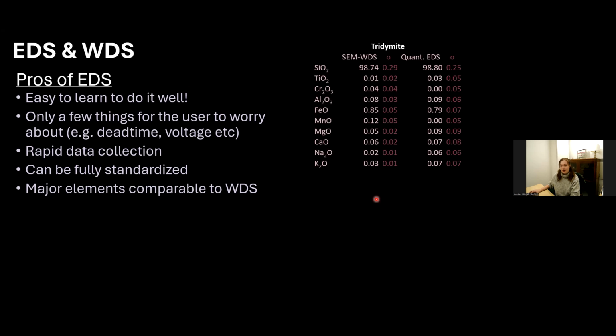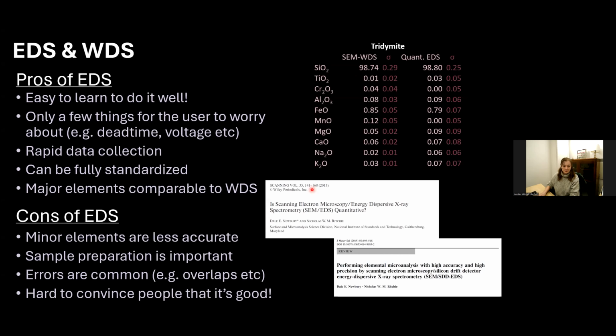So this is some data from tridymite that I collected from a meteorite that I'm working on. Tridymite is a high-temperature polymorph of quartz. And what we can see here is we've got our SEM-WDS detector and some quantified EDS. And in this case, both the major and also the minor elements are all completely within error of each other. This is completely fine. You could put that in a paper, no one would complain, and you're going to get some really good data, and it can be done as long as you set up your data correctly.